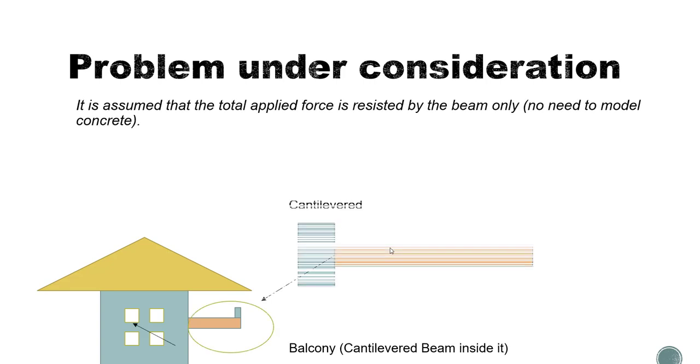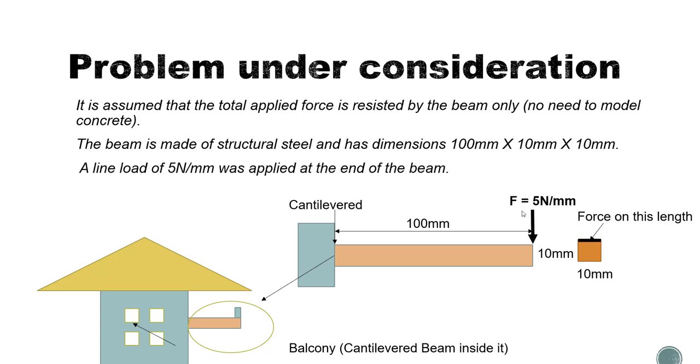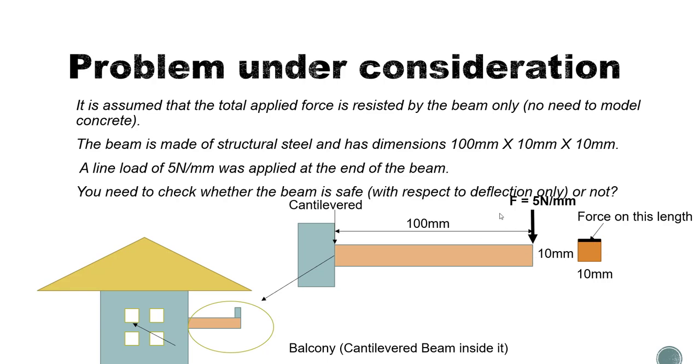What are the loading conditions here? The beam is assumed as a cantilevered member simply, and it has a square cross section for now, and the force is acting on the edge of the balcony, and the force amount is 5 Newton per millimeter. Since the width is 10 millimeters, we can say that 50 Newton force will act at the centroid of the beam. So we need to check whether this beam is safe or not using analytical results and also using ANSYS.